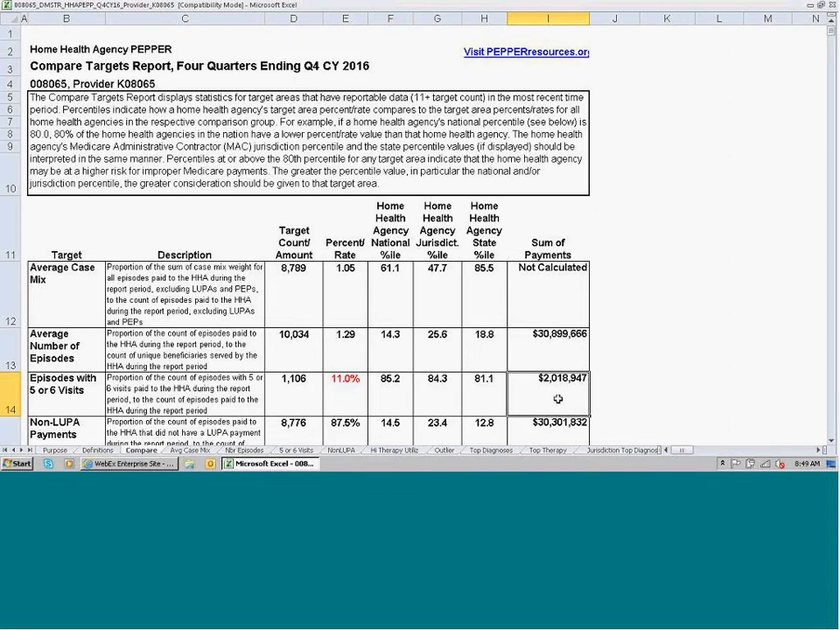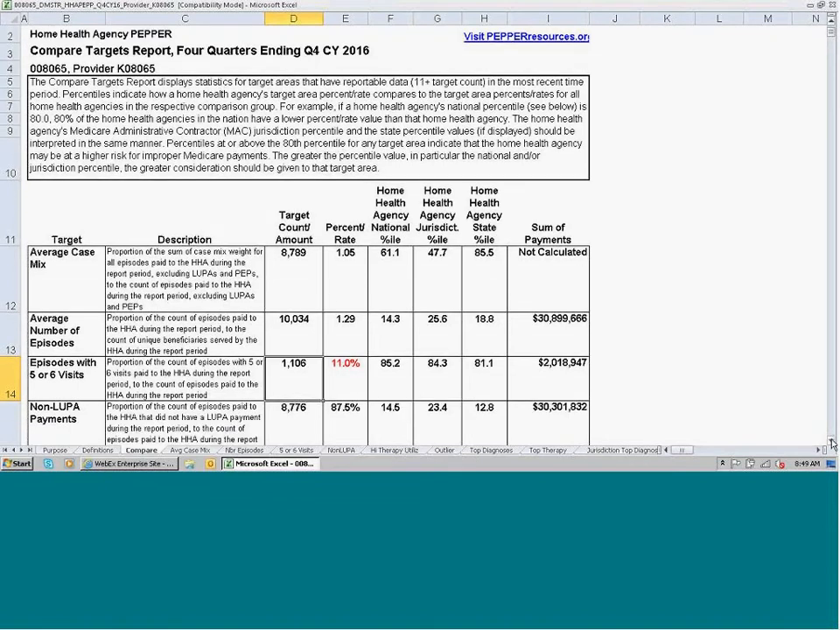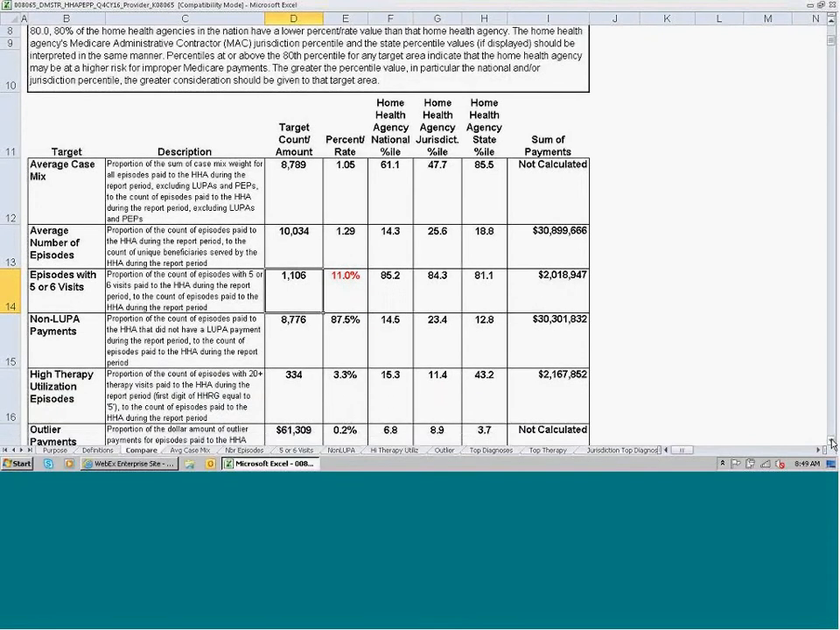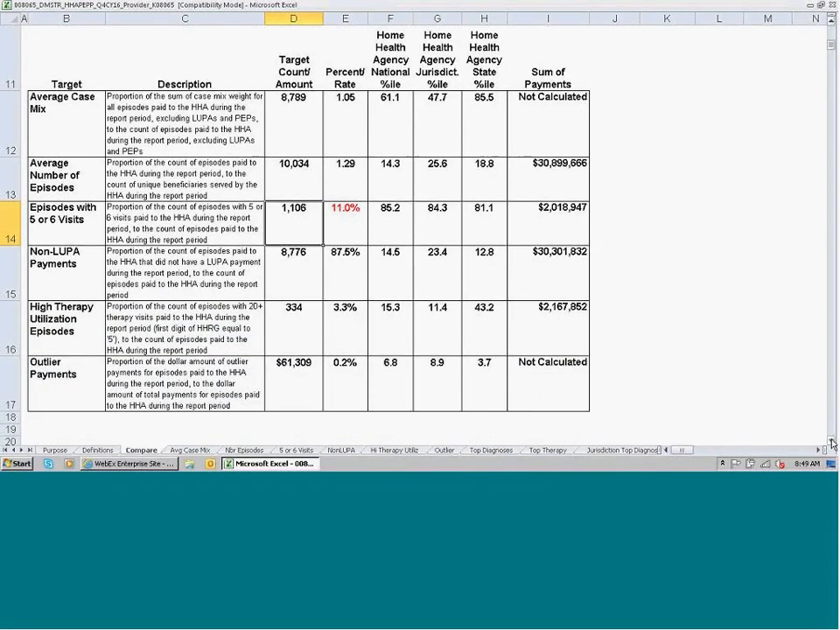Now for this target area, the sum of payments is calculated, and we can see that we received just over $2 million in reimbursement for these 1,106 episodes where there were only 5 or 6 visits. So I hope you can get a feeling now for how you can look at this report and identify those target areas at a glance for which your agency is an outlier for this particular time period.